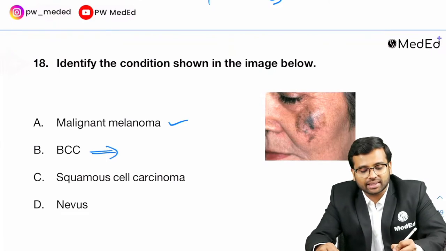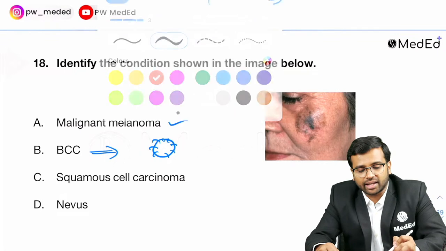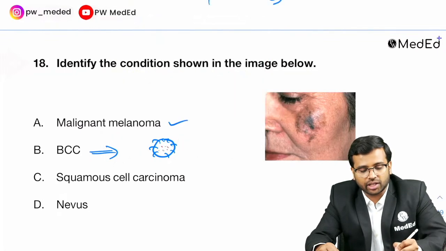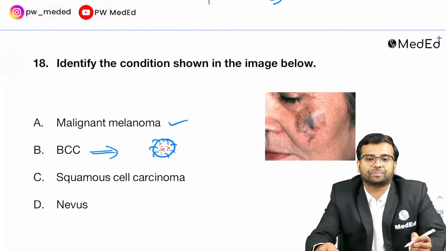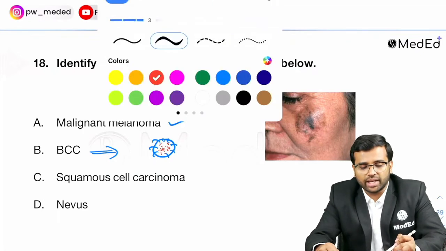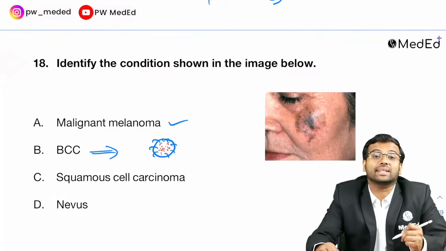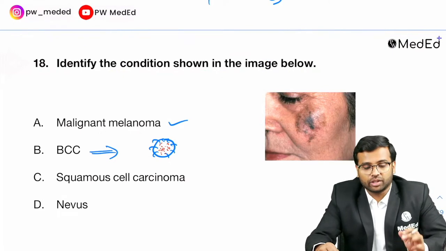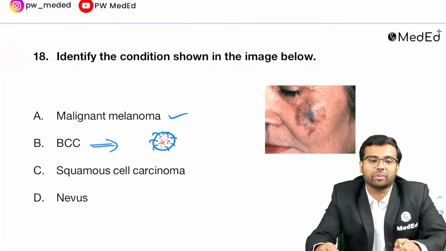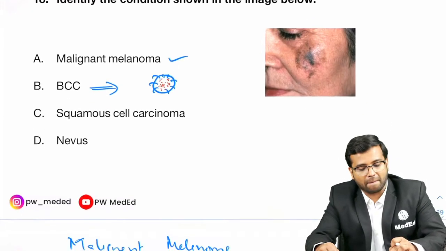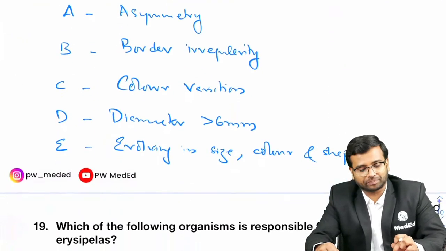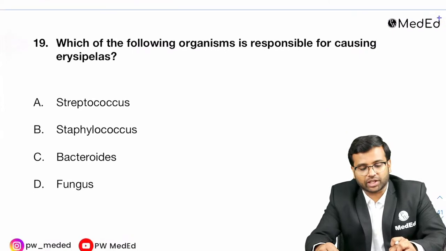Because in basal cell carcinoma, we usually get a lesion which is going to have a rolled out border. And in the center, there is some telangiectasia. That is how usually a patient will present to you with a basal cell carcinoma. Okay, so here the right answer is going to be malignant melanoma. So now let's move to the next one.